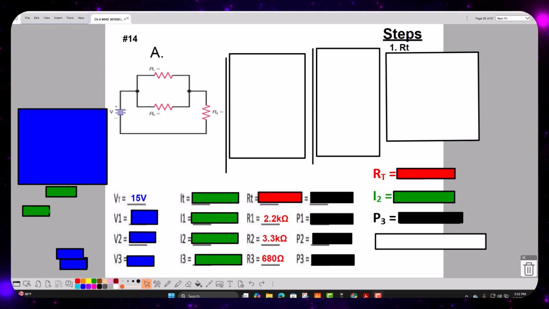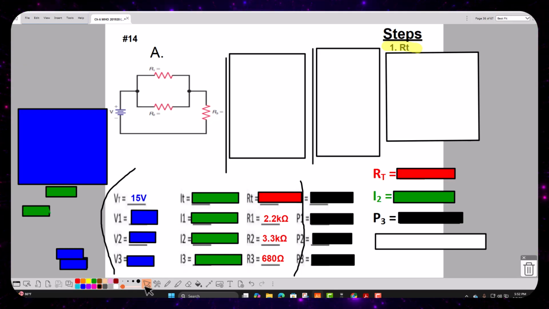All right, this is circuit number 14 from the Chapter 6 DC combination math handout. So we see here, this is the original drawing we're given, and here are our known values down here. Now this is a basic combination circuit, so my first value to find is going to be RT, and I'm going to leave power till last.